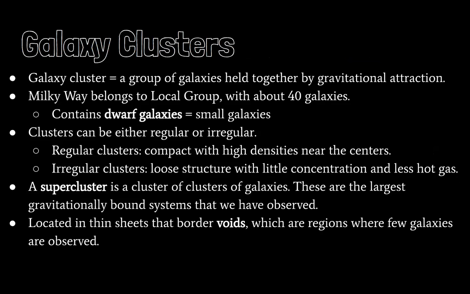A galaxy cluster is a group of galaxies held together by gravitational attraction. The Milky Way belongs to a small cluster called the local group with about 40 galaxies. Most of these are dwarf galaxies or small galaxies that are only a few thousand light years in diameter. Clusters can be either regular or irregular. Regular clusters are compact with a high density near the center. Irregular clusters, such as our local group, have a loose structure with little concentration and less hot gas.